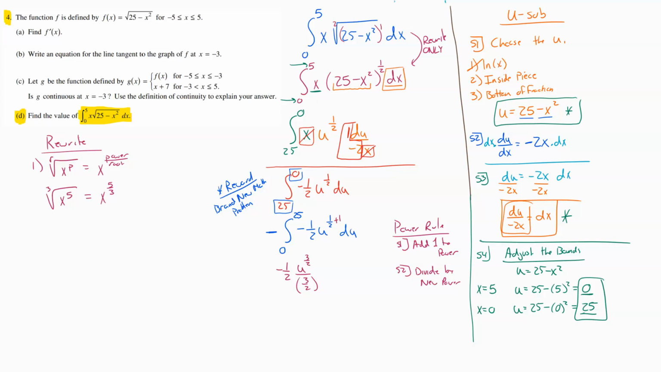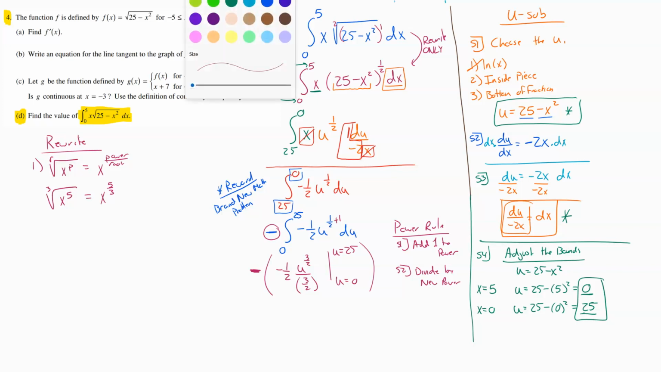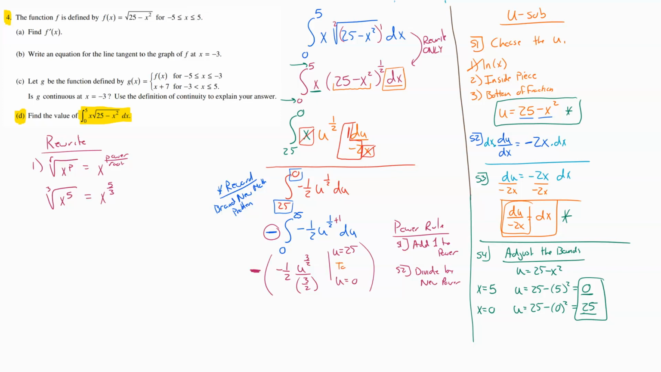Because we've got bounds on this, this is going to be evaluated from u equals 0 to u equals 25. And the one thing a lot of people forget on this is they forget this negative is out front here. So that negative is still out front as we come through this. From there, we now do what I just call top minus bottom. You're going to take that top value, plug it into this equation, and you're going to subtract off the bottom value plugged in.